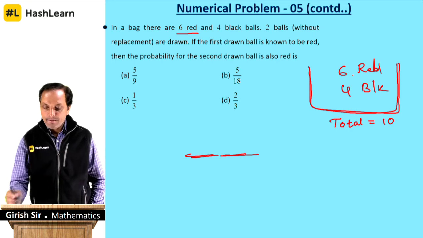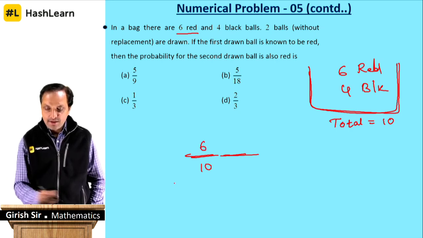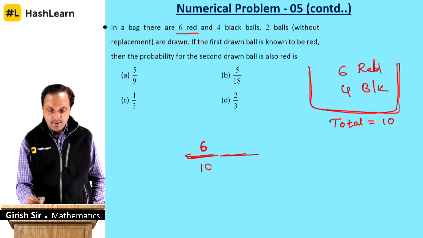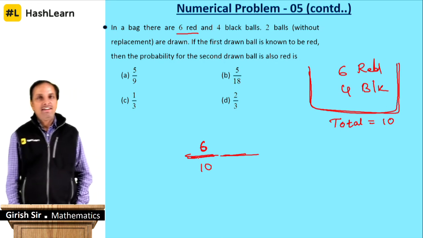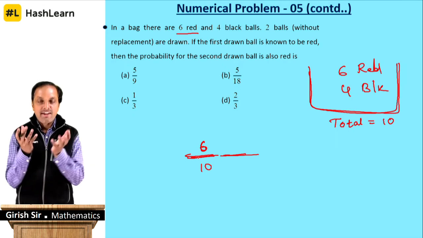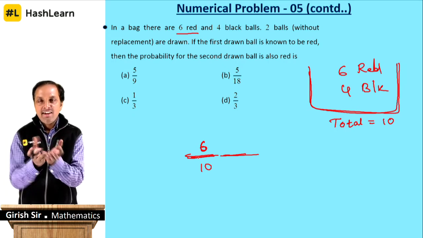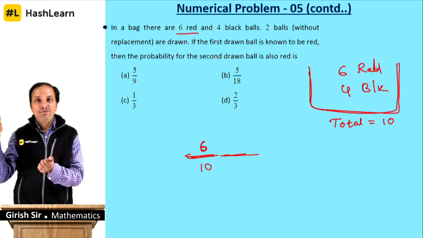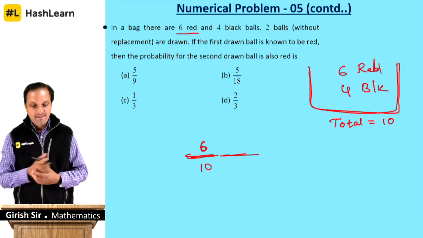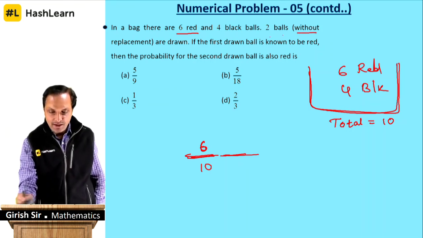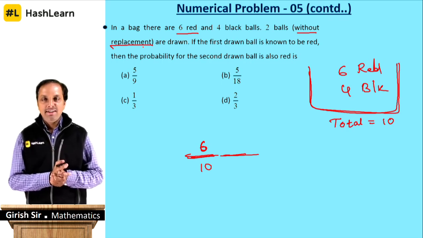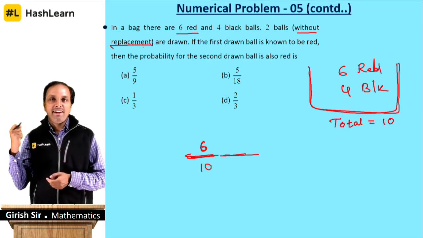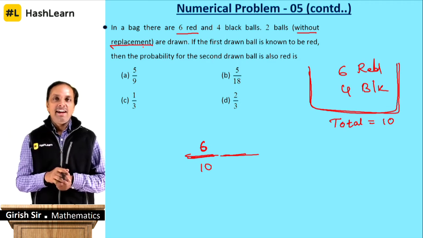So what is the possibility of red? Out of 10 balls there are 6 red, so 6 out of 10 will be the first pick of red color. There are 10 balls, in them 6 are red, so you are picking one ball that is to be red, so 6 out of 10. Afterwards, make a note of this: without replacement. Without replacement means whatever one ball you have picked, you are not replacing it again.